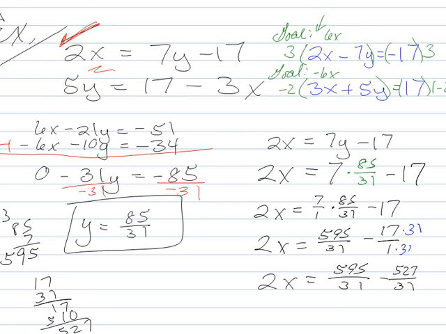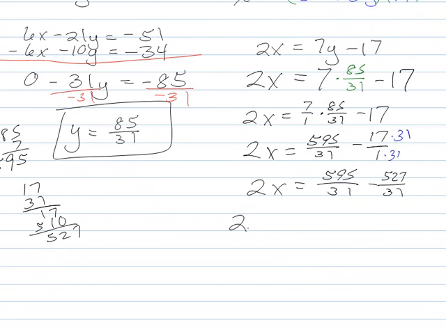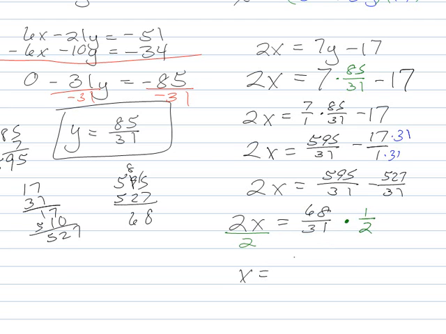See, the point of this is just to let you know that yes, these problems do get obnoxious. So 595 minus 527 is 68. Now if I want to divide both sides by 2, rather than divide that by 2, I can multiply it by 1/2. So I get 68 over 62. Divide the top and the bottom by 2. So x equals 34 over 31.